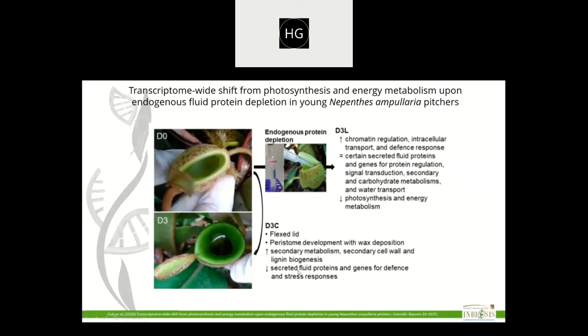However, if we deplete the protein, we notice that there is a shift in terms of the investment of the gene transcription, in that the photosynthetic genes and also those involved in energy metabolism are actually downregulated. So the pitcher actually knows that it lost the protein it had secreted before opening. This is amazing, and it leaves us a lot more questions to be investigated actually. Okay, and that is on the transcriptome of the pitcher.